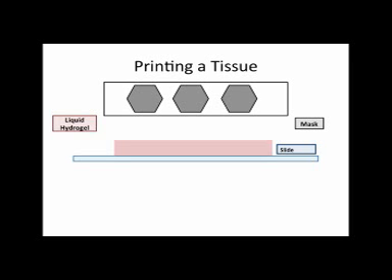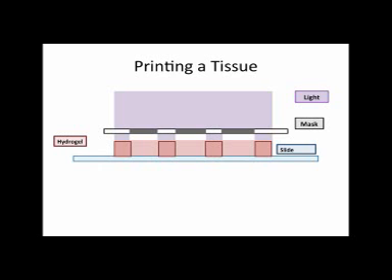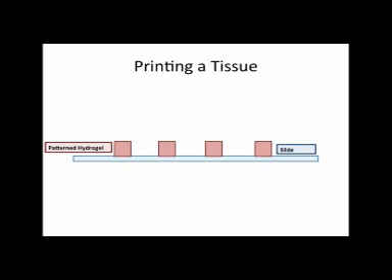I then use a mask which has areas that are blocked out as well as areas that are transparent, and I put that on top of my liquid. I then shine light on it. This selectively solidifies different regions of the material, and then what I'm left with when I wash out the unsolidified material are just little patterns in the shape of my mask.